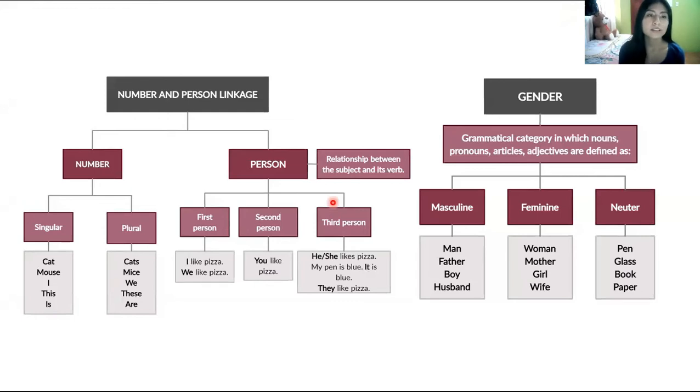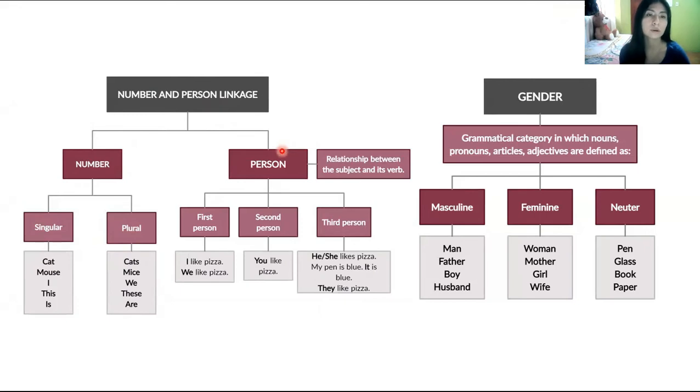Okay, another point in this unit is the number and person linkage. First, we are going to focus on number. We have two types that are singular and plural. For example, we have the singular cat, and its equivalent in plural is cats.